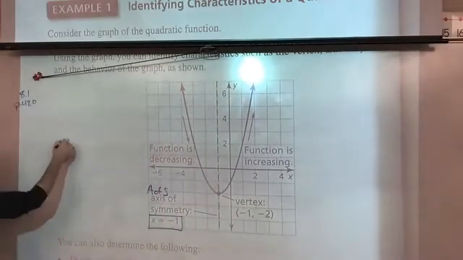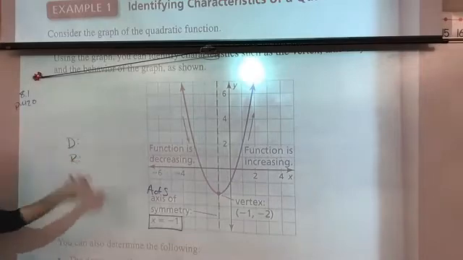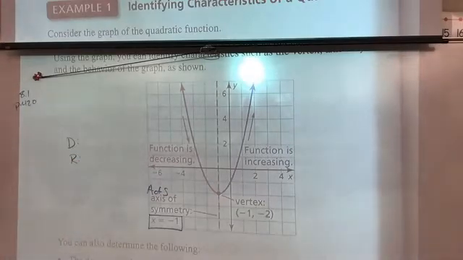They're also going to ask you, along with all these other things, for domain and range. Tell the person next to you, what do you think the domain and range are for this graph?